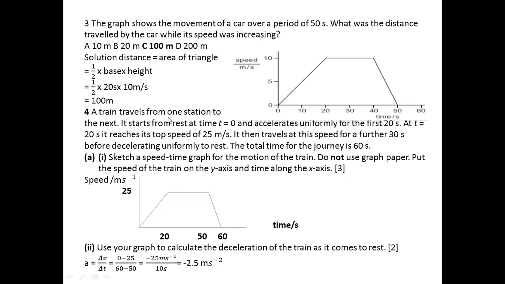Second question, a train travels from one station to the next. It starts from rest at t is equal to 0, then it accelerates uniformly for the first 20 seconds.